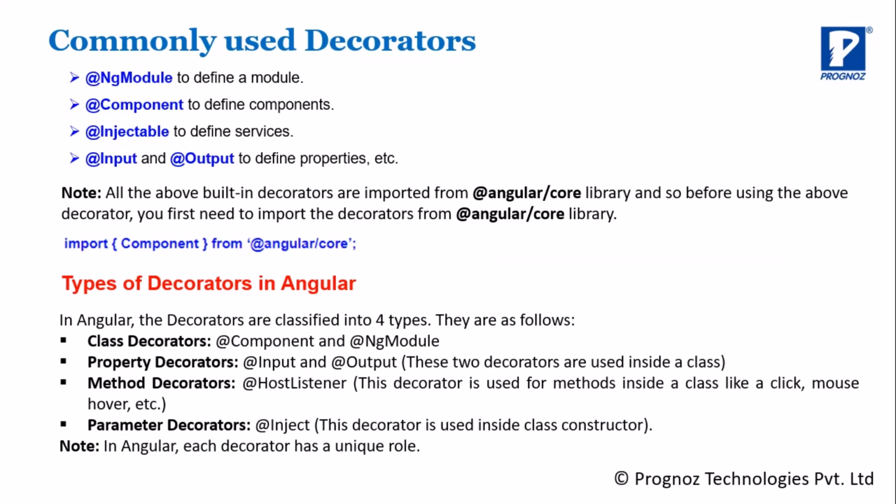For properties purpose I need to use it. Okay, to define a module we have to use the ng module decorator. To create a component we have to use the component decorator. To create a service we have to use the injectable decorator. And if you want to pass data from parent component to child component, we have to use the input decorator. And if you want to pass data from child to parent, then we have to use the output decorator.